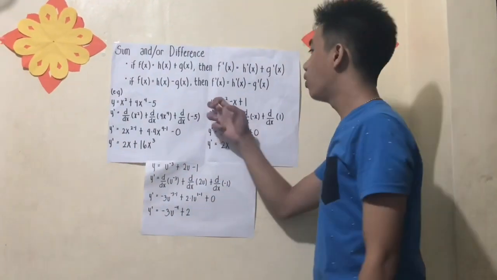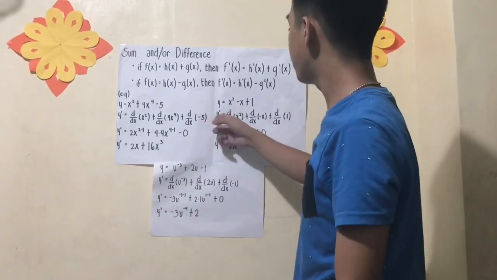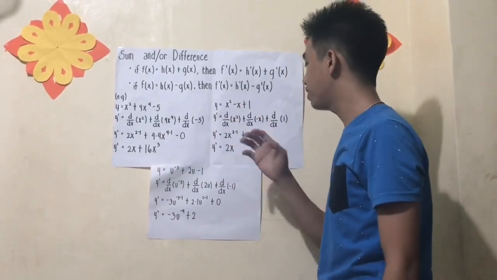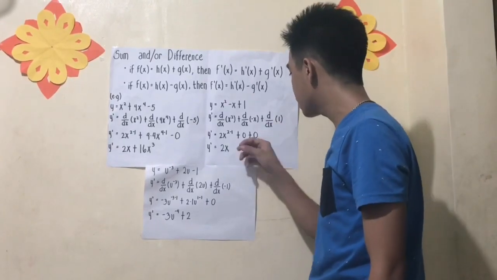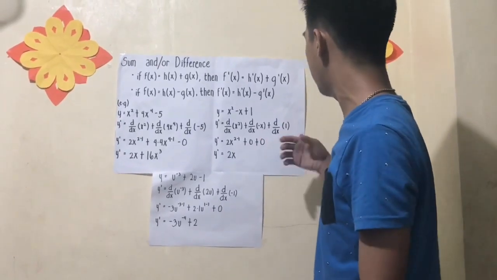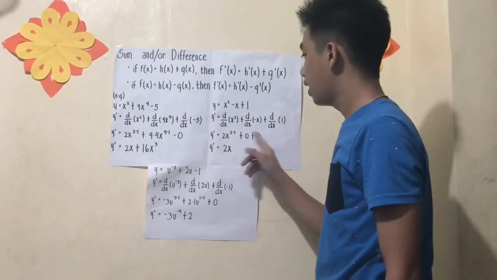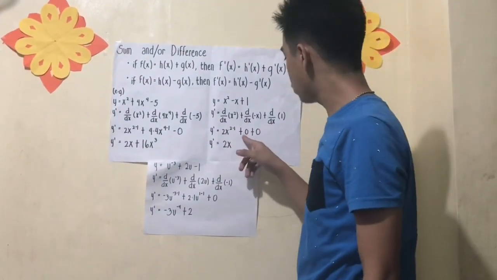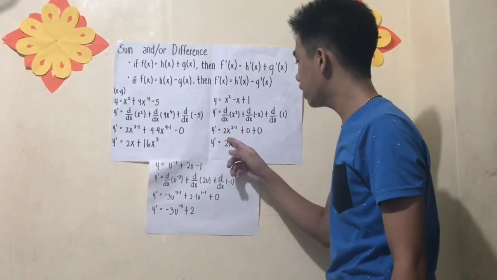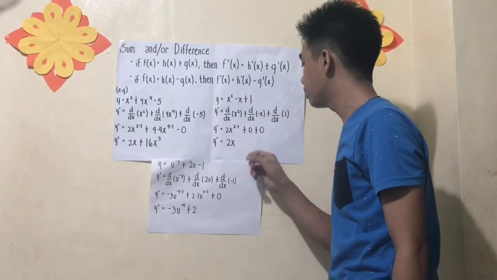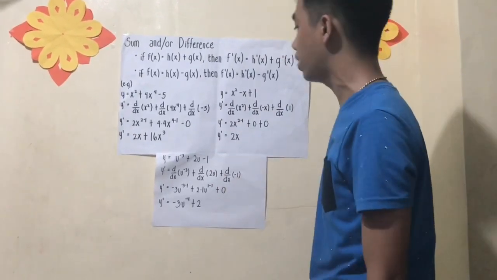Example number 2, y equals x squared minus x plus 1. Our solution, y prime equals d over derivative of x squared plus d over derivative of negative x plus d over derivative of 1. So, using the power rule and the constant rule, we can get this: 2x raised to the power of 2 minus 1 plus 0 plus 0. And our answer is y prime equals 2x.